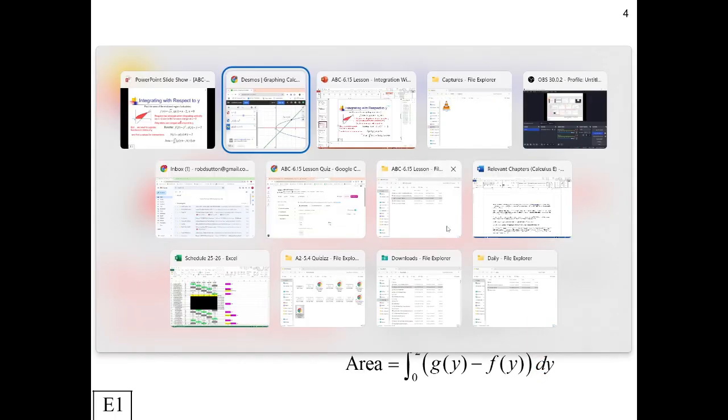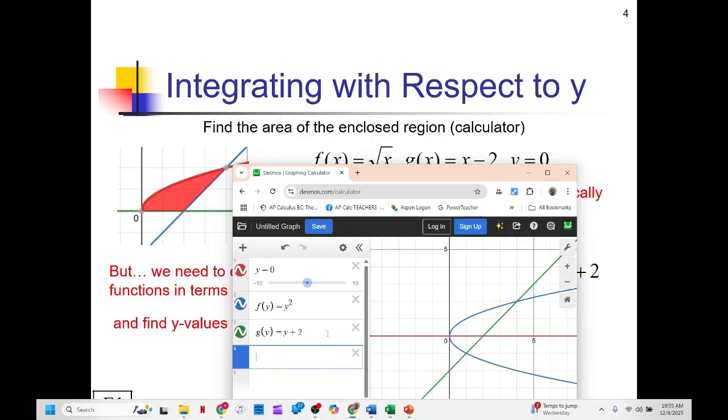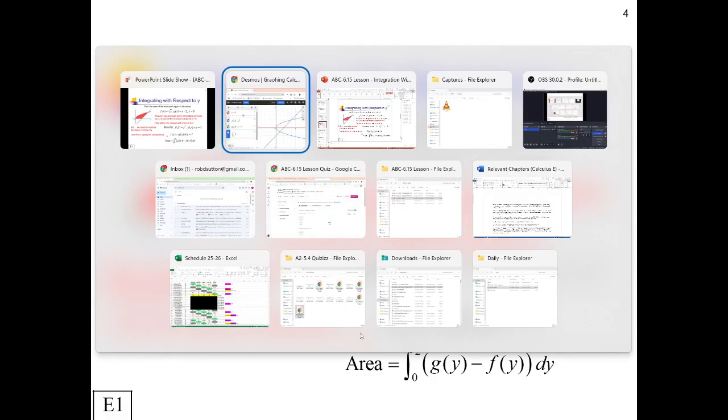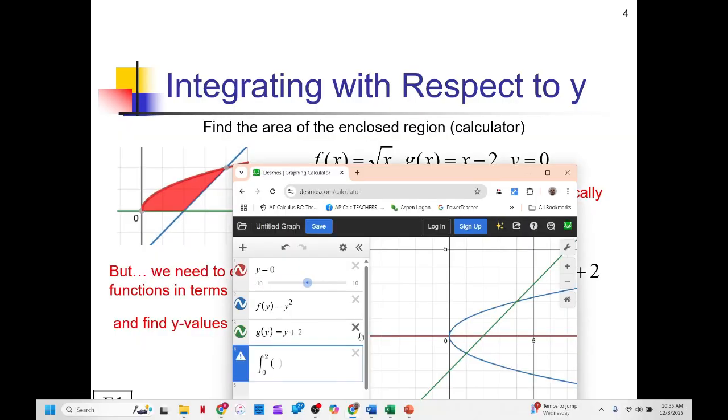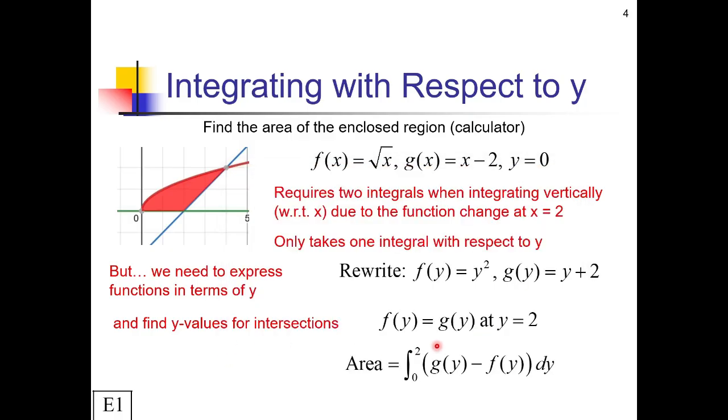Let's do that on the calculator and see what we get. So integral 0 to 2, parentheses. And what did we say? It was g of y minus f of y. Close all that, and then dy, and that comes out to about 3.333.